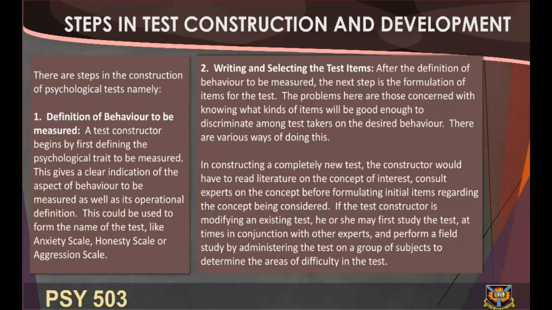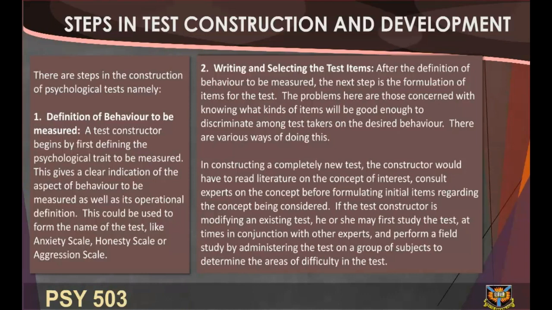2. Writing and selecting the test items. After the definition of behavior to be measured, the next step is the formulation of items for the test. The problems here are those concerned with knowing what kinds of items will be good enough to discriminate among test takers on the desired behavior. There are various ways of doing this.